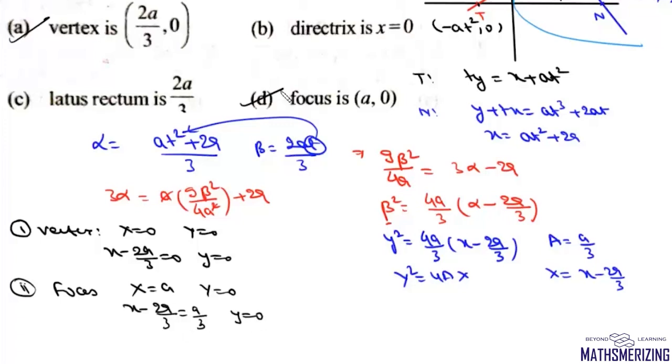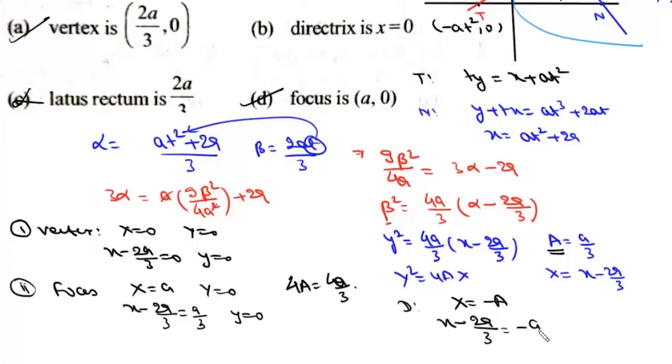Now what's latus rectum? Latus rectum is 4a, so 4a simply will be 4a by 3. So in this case option number C is incorrect, and now we need to find equation of directrix. So equation of directrix is capital X equals minus a. So it will be x minus 2a by 3 is equal to minus a by 3. So its equation will be x equals a by 3. So option B is incorrect. So the correct options are option A and D.